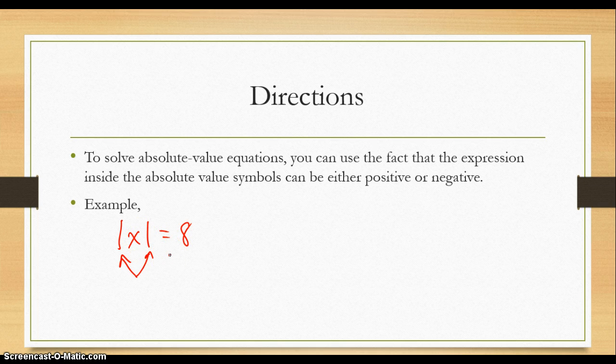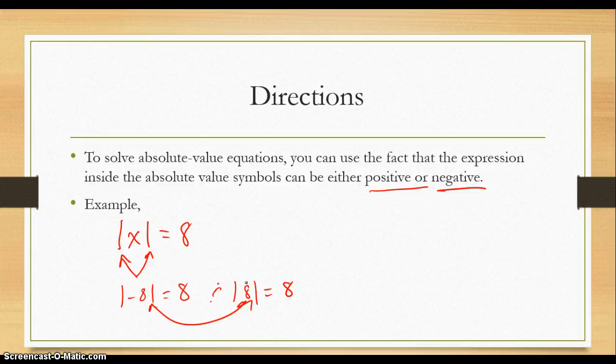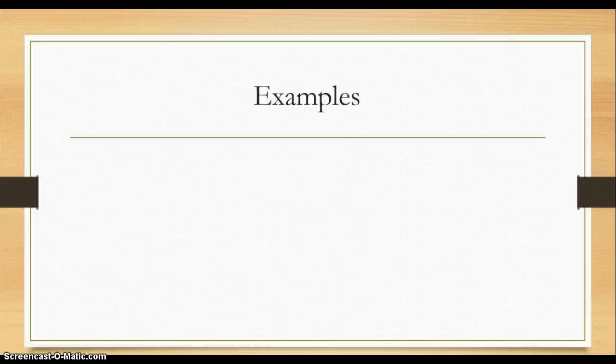So what could x equal? Now going back here, it says inside the absolute value symbols could be either positive or negative. So here we could have the absolute value of negative 8, which would equal 8, and we could also have the absolute value of 8, which would equal 8. So you have two values that you can plug into the variable to get that answer out. Now we're going to be talking about it within an equation. So let's take a look at that.